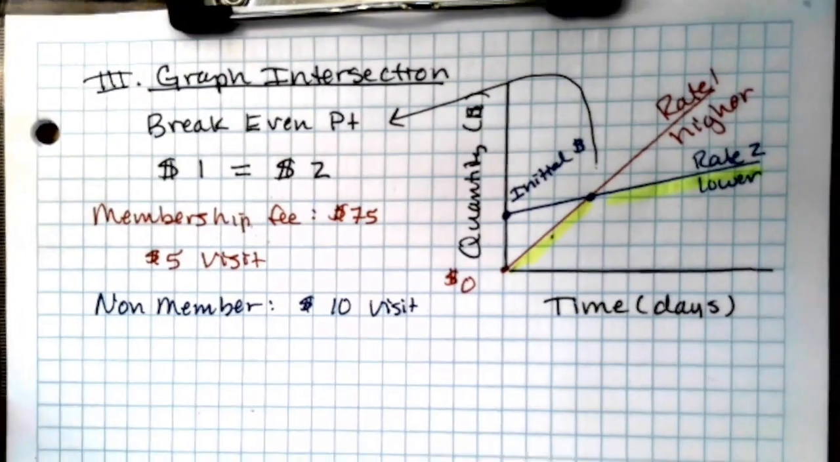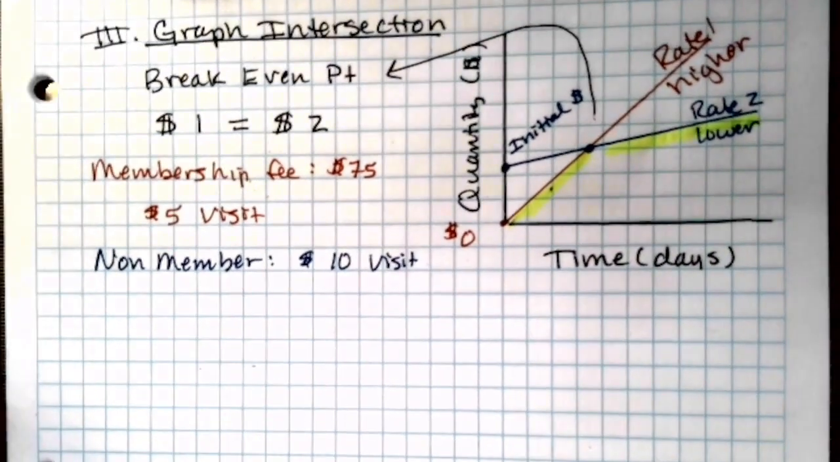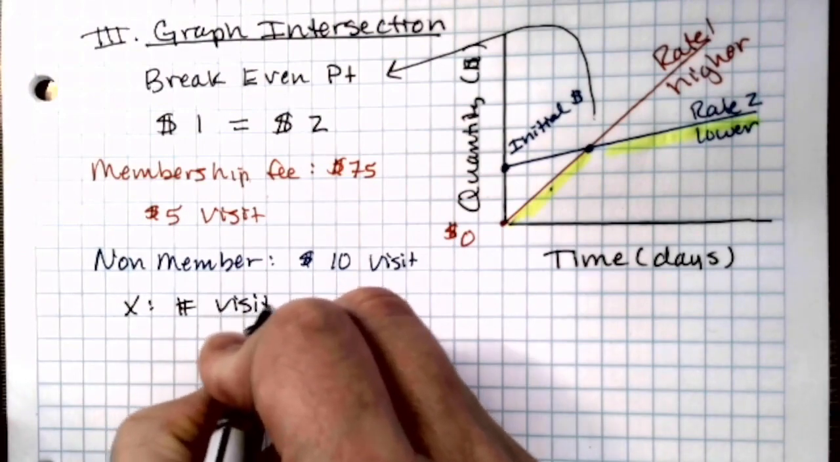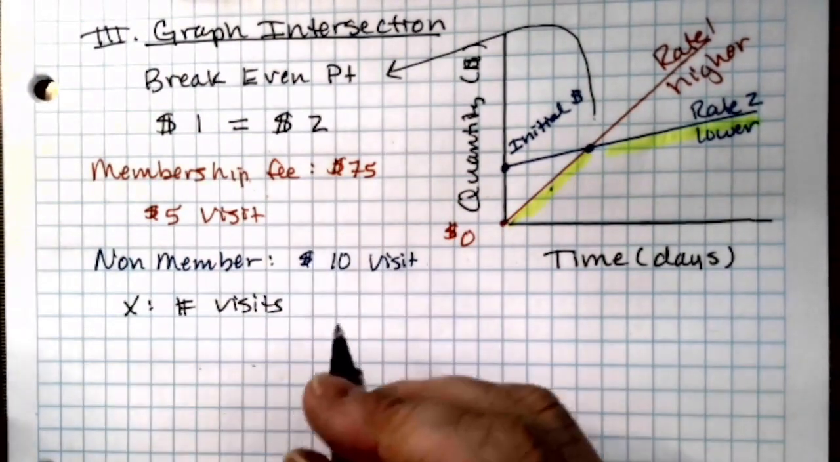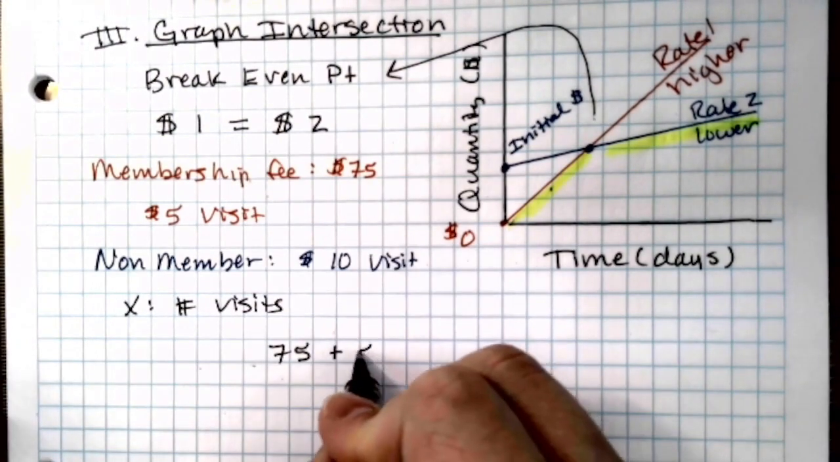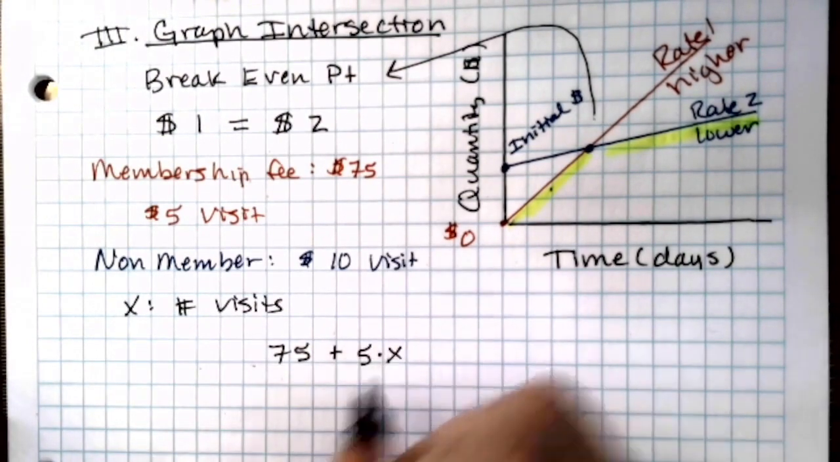So the question is, how many times would you need to visit the gym so that buying a membership would be worth it? So on this problem, we're going to say x is the number of visits. With the membership fee for a month, it would be $75 plus $5 a visit times x number of visits.